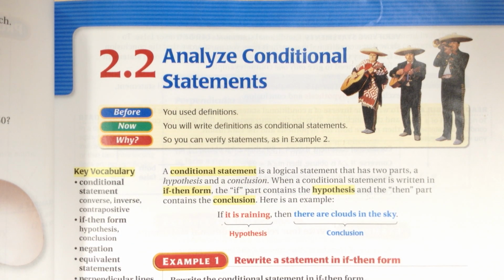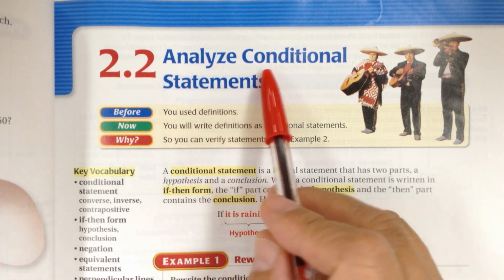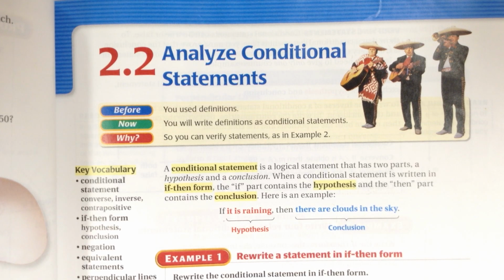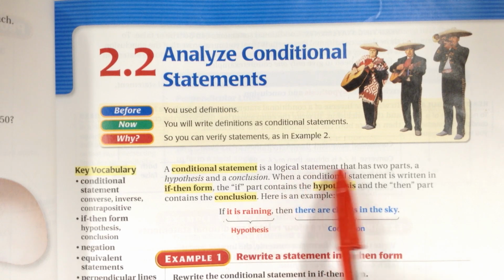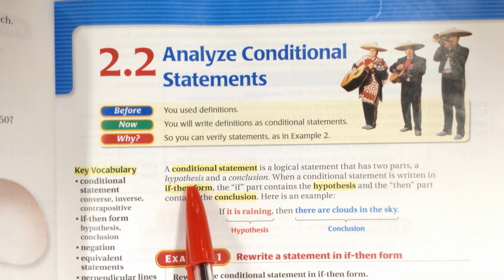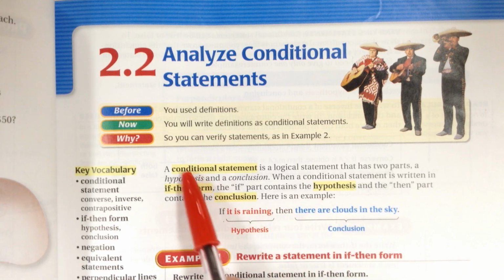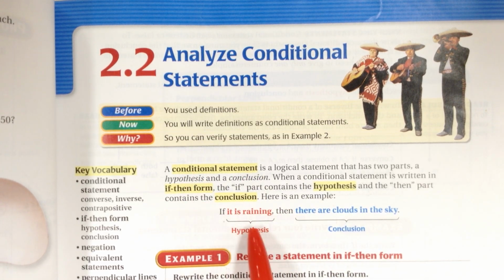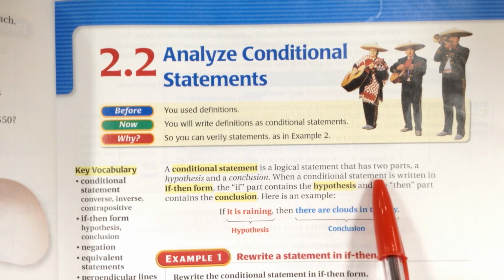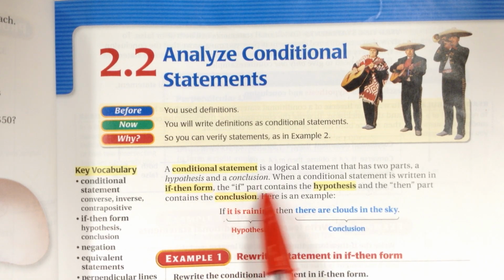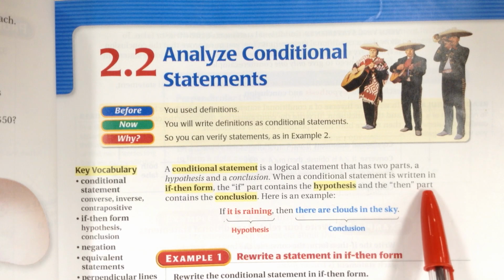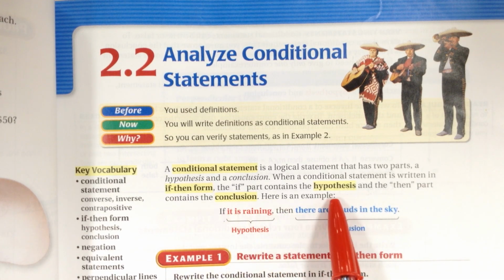Let's go to page 79, and this is lesson 2.2, and this lesson is about analyzing conditional statements. A conditional statement is a logical statement that has two parts, a hypothesis and a conclusion. When a conditional statement is written in if-then form, the if part contains the hypothesis, and the then part contains the conclusion. So here's an example.